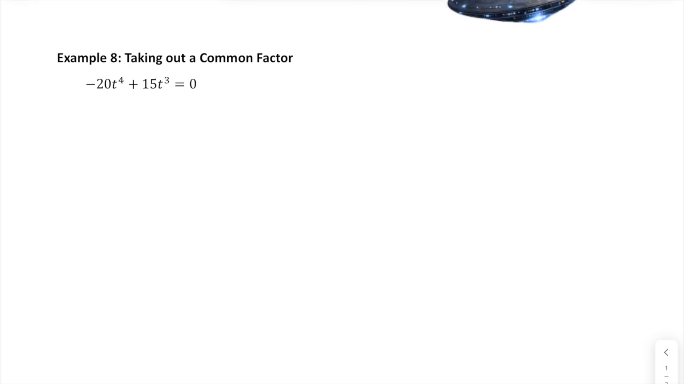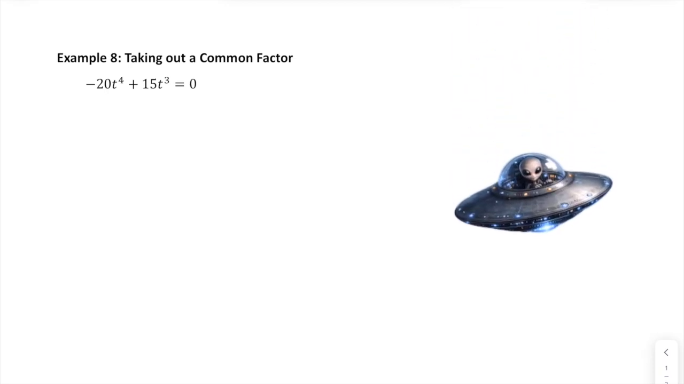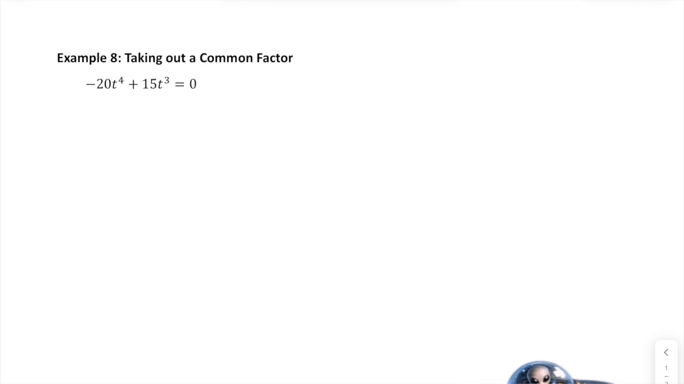After practicing all these complicated techniques, many students forget the most basic factoring skill of all, taking out the greatest common factor. Take the equation negative 20t to the fourth plus 15t cubed equals 0. And let's see how to factor that fool. Factor that.